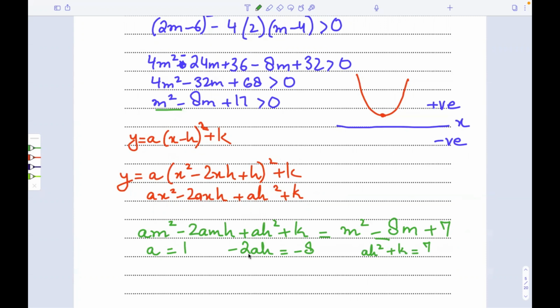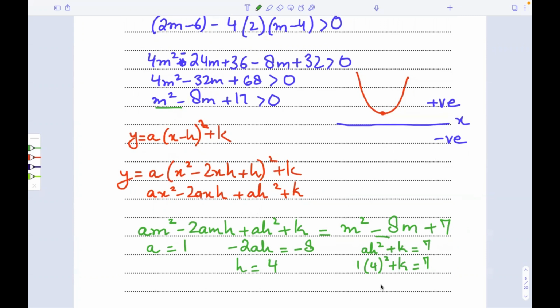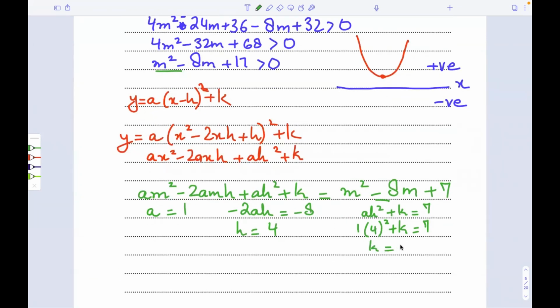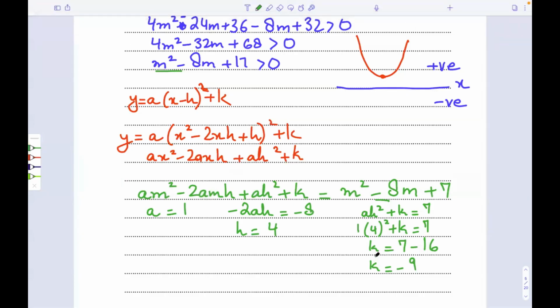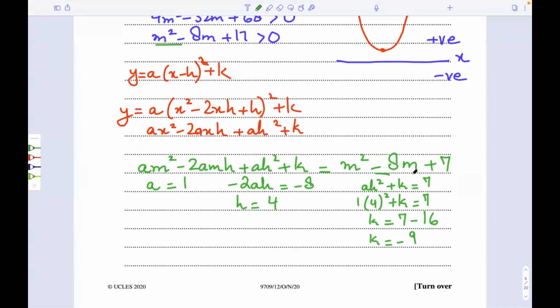As a is 1, minus 2 times 1 is minus 2. So h will become minus 8 upon minus 2, which is positive 4. And now substituting a and h over here, we get 1 into 4 squared plus k equals 17. So this will become k equals 17 minus 16, which will become a positive 1.